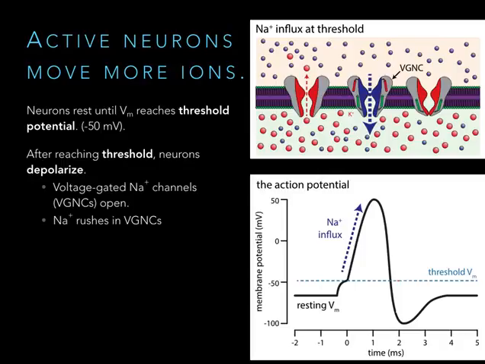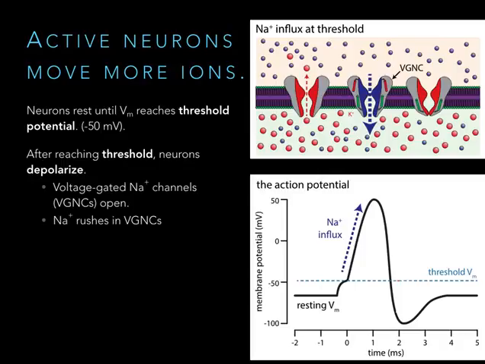Sodium has a positive charge. The cell has a negative charge. Thus, the electromotive force is also pushing sodium in. So when we reach threshold potential, voltage-gated sodium channels open up and sodium rushes in. Whenever you have positive charge coming into the cell, that membrane potential is going to continue to have a positive value. So it's going to move from that -50 threshold value up to somewhere around +30, +50 millivolts. That's simply because of sodium rushing in.